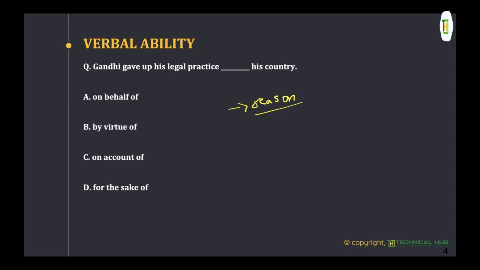By virtue, on behalf of his country. No, this is not. By virtue of. Again, this is not the correct way. On account of his country. Like on account, see, on account of my birthday, I have distributed the sweets. On account of my country, no. This is wrong. For the sake of his country. Like he wanted his country to get independence. That's the reason he has given up his legal practice. So option D is the right answer.